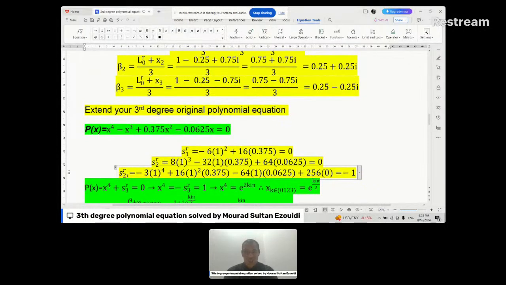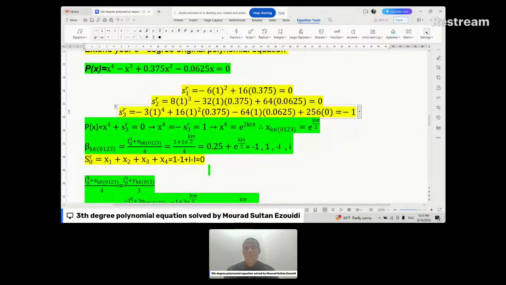Okay? You are going to use the discriminant formula of Mr. Mourad Sultan Ezouidi so that you can find out the values of Sk. Look, learners, if you are going to use a calculator, you have S1 of order r equal negative 6 times 1 squared plus 16 times 0.375. This has to be equal to 0. S2 of order r equal 8 times 1 cubed minus 32 times 1 times 0.375 plus 64 times 0.0625. This one also, learners, has to be equal to 0.